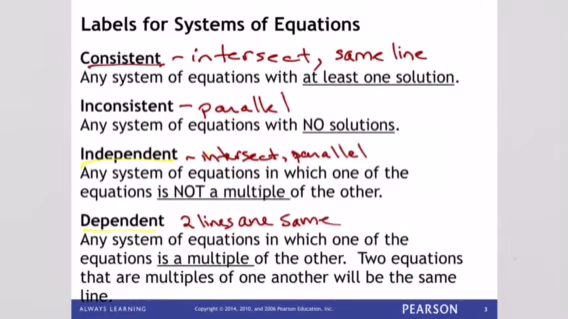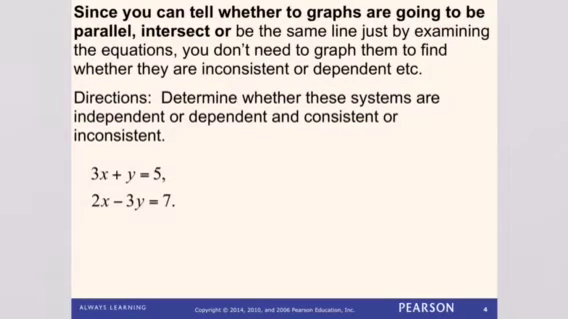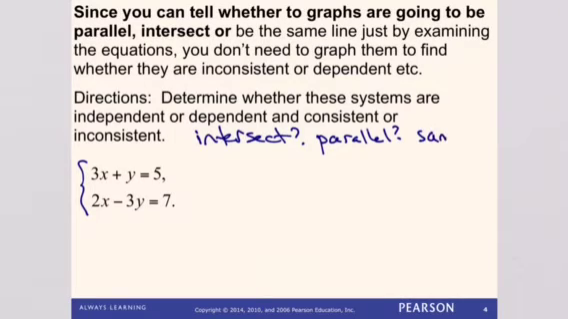Alright, so going on to the next slide. These are examples. Since you can tell whether two graphs are going to be parallel, or they're going to intersect or be the same line, just by looking at the equations, we don't need to graph them to figure out whether they're inconsistent or dependent or whatever. So, in this case, we're supposed to tell, is this system independent or dependent, and consistent or inconsistent? So our question is, do they intersect? Are they parallel? Or are they the same line? Which means the equations will be multiples of each other.